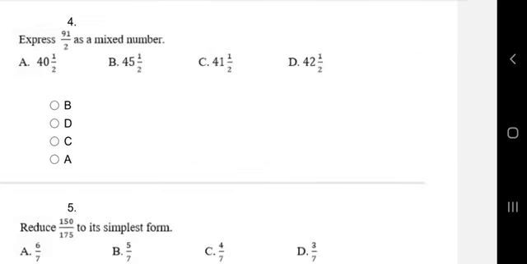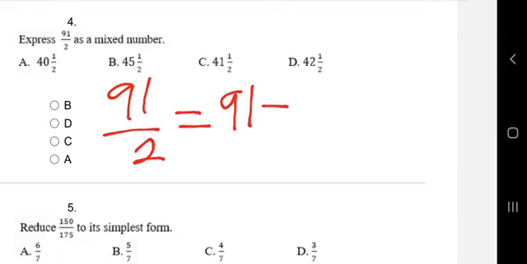Now for question number 4. So we have express 91 over 2 as a mixed number. So what we're going to have is 91 divided by 2.